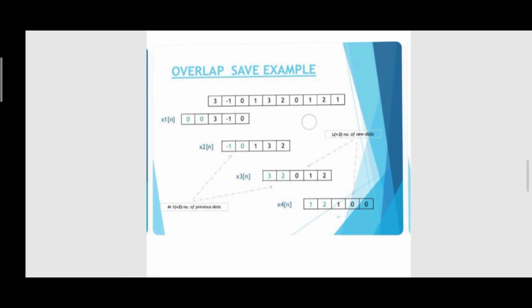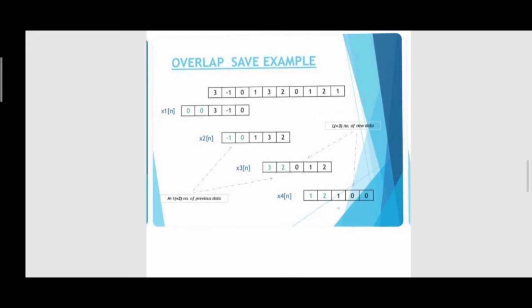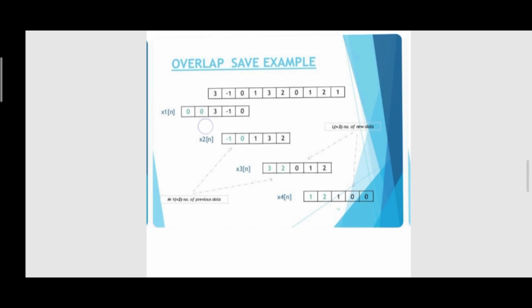So, in this we are writing x of n, that is 3, -1, 0, 1, 3, 2, 0, 1, 2, 1. In this we are subdividing this x of n into x1 of n, x2 of n, x3 of n, and x4 of n. In x1 of n we are padding m minus 1 number of zeros. The value of m minus 1 in this example is 2, so we are padding 2 values.